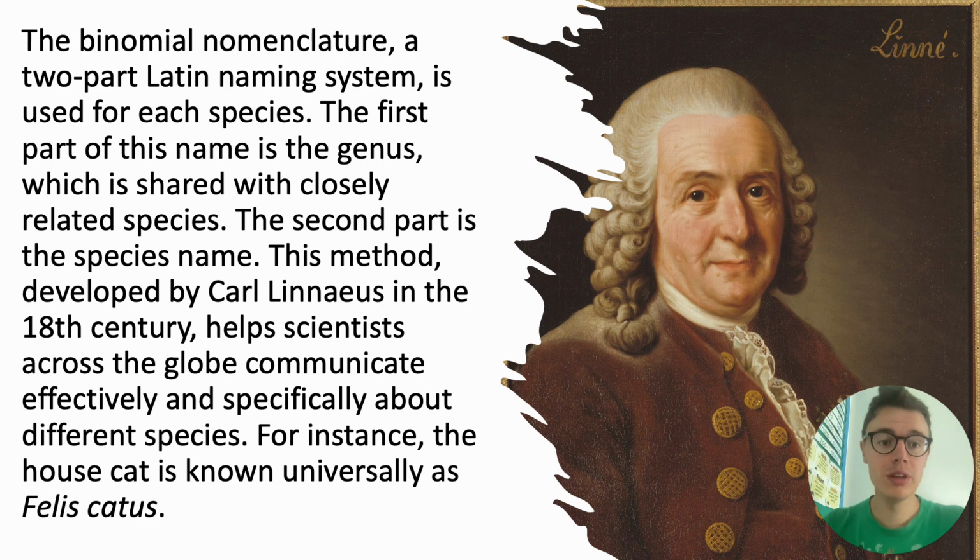The binomial nomenclature, a 2-part Latin naming system, is used for each species. The first part of this name is the genus, which is shared with closely related species. The second part is the species name. This method, developed by Carl Linnaeus in the 18th century, helps scientists across the globe communicate effectively and specifically about different species. For instance, the house cat is known universally as Felis catus.